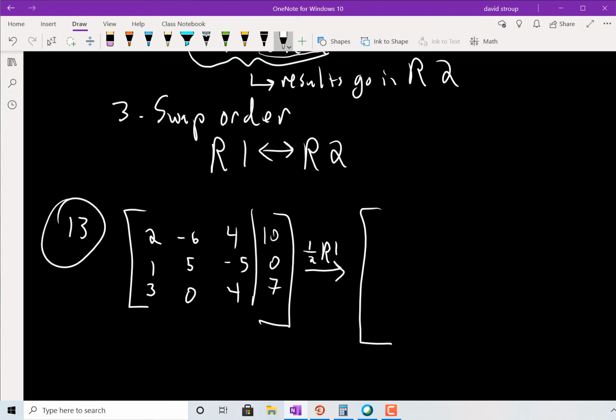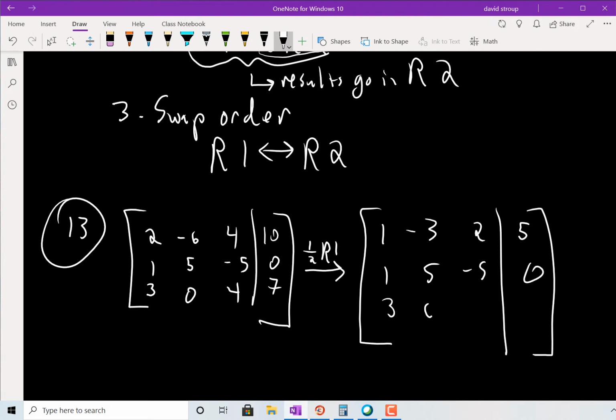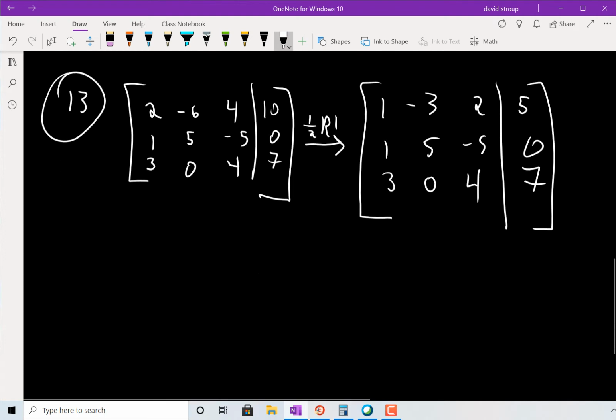So everything in row 1, you just multiply it by 1/2. So 1/2 times 2 is 1. 1/2 times -6 is -3. 1/2 times 4 is 2. 1/2 times 10 is 5. And then everything else is the same. It's just like what you did with the addition method. It's almost the exact same notation too.